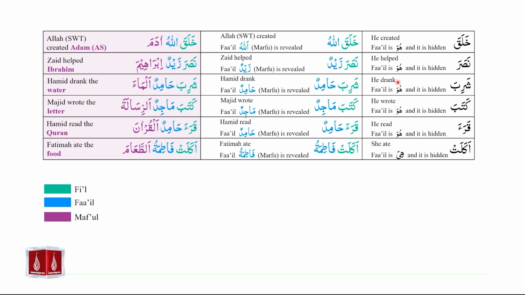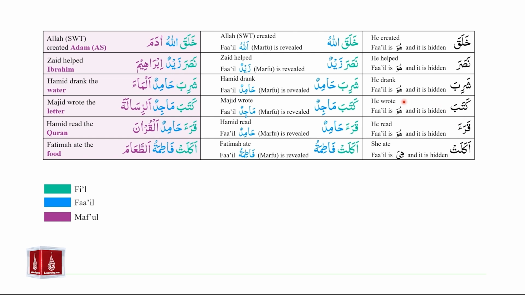Shariba, he drank. Shariba Hamidun, Hamid drank. Shariba Hamidun al-ma'a. Hamid drank the water. In this example, al-ma'a is mansoob, al-ma'a is maf'ul. Hamidun is marfu, Hamidun is fa'il. Please note that when we are reading in continuation, we will say Shariba Hamidu nil ma'a.